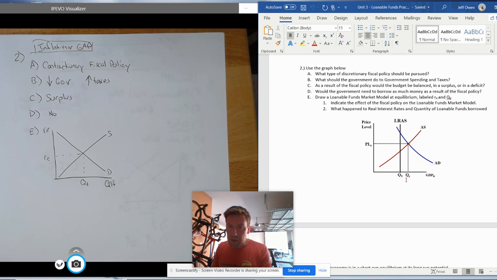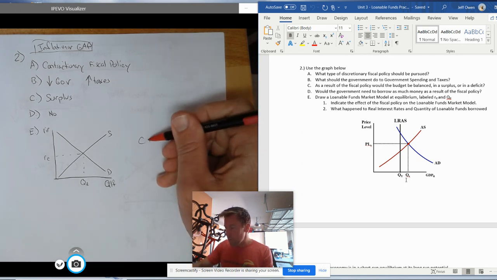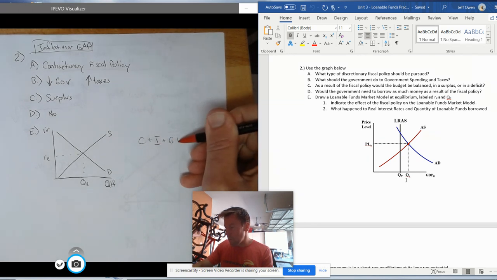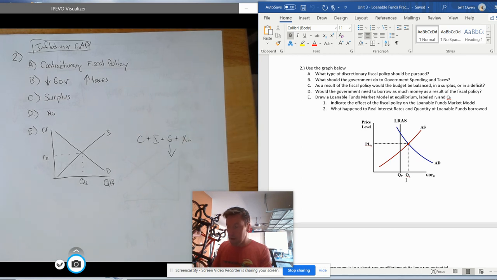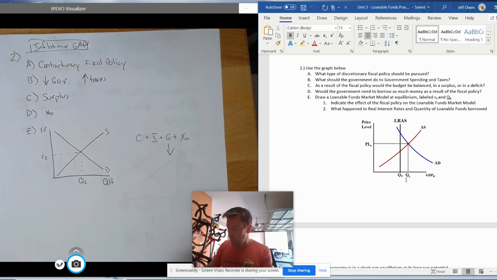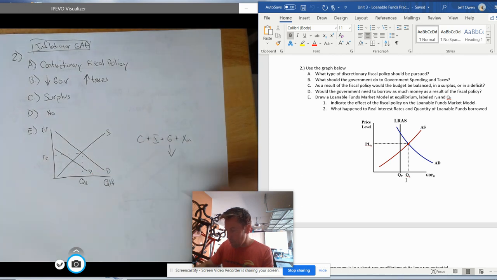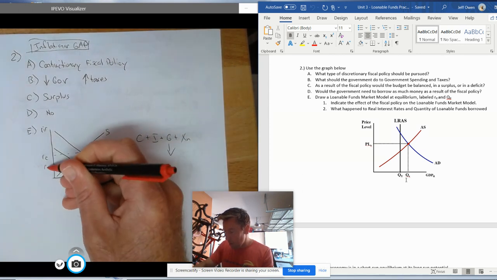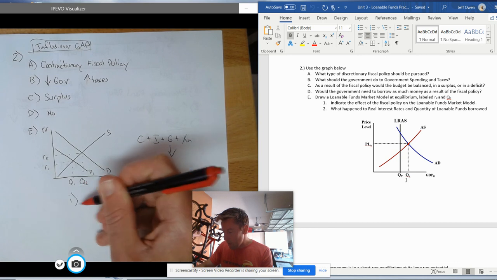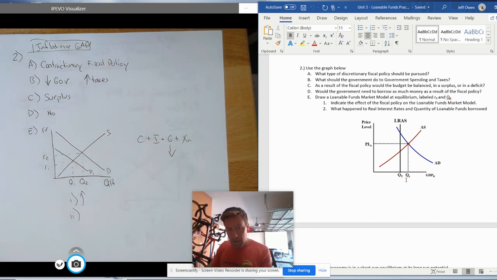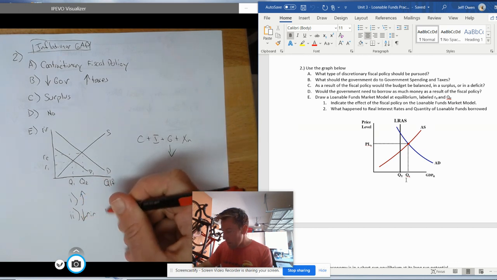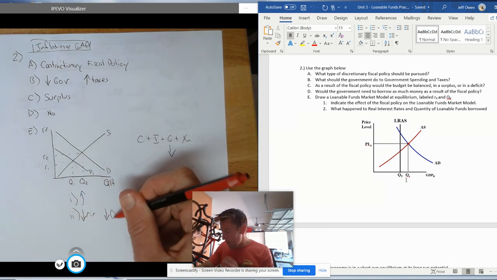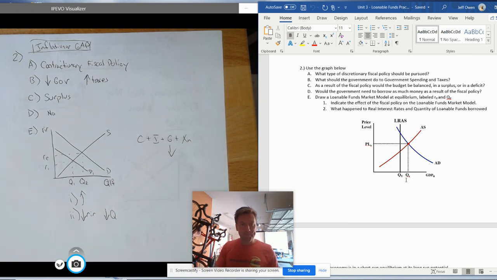What happened? Indicate the effect of the fiscal policy on the loanable funds market. So we still have consumers borrowing, businesses borrowing, governments borrowing, and foreigners borrowing from us. But this time, government is not going to need to borrow as much loanable funds, so our demand would simply fall to the left. And we'd have an R1 and a Q1. This is indicated above. In this one, I would say my real interest rates went down, and my quantity of loanable funds borrowed also went down.